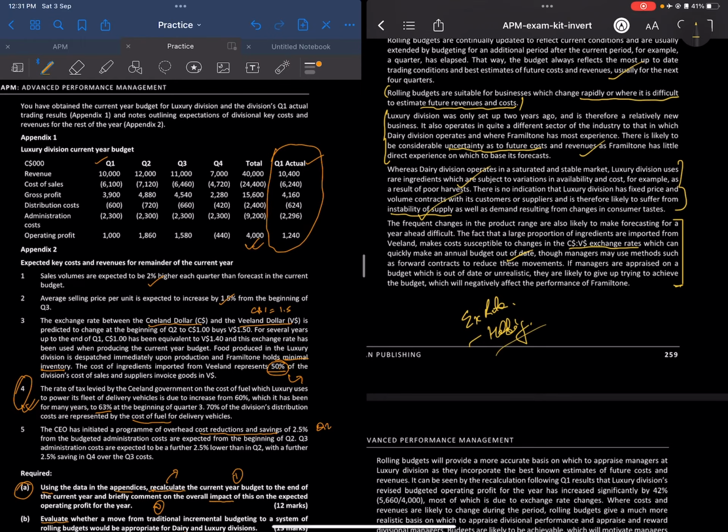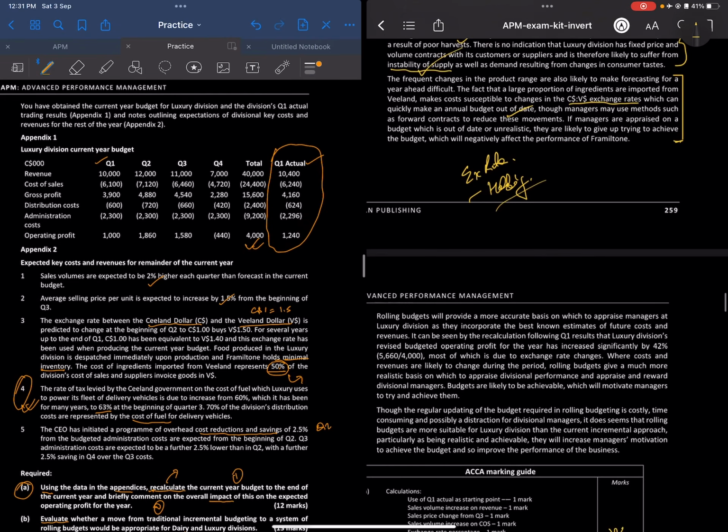Okay, so if the managers are operating based on a budget which is out of date or unrealistic, they might just give up, right? So managers' motivation, remember I talked about controllability. So since exchange rate is not in their hands, right? They can't be expected to meet the budget which is already out of date because of external factors that are influencing it, right?